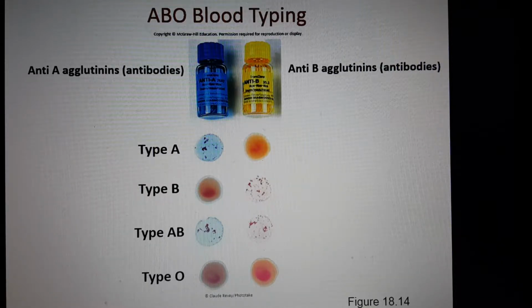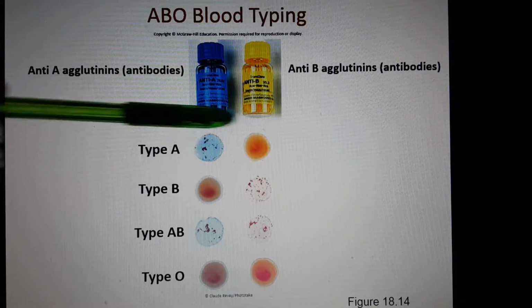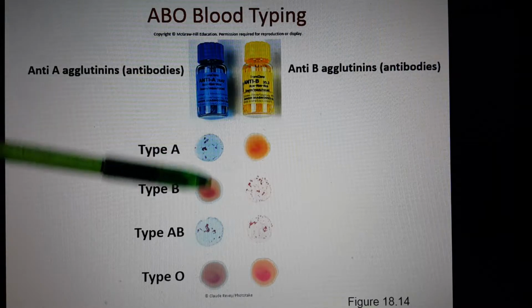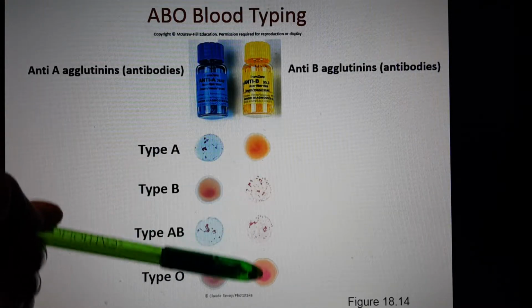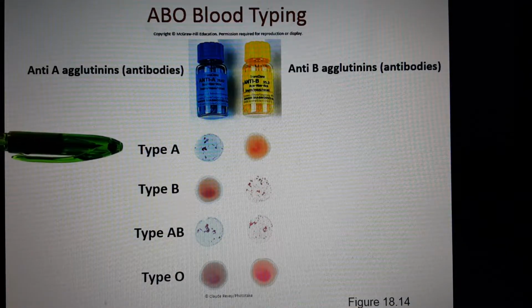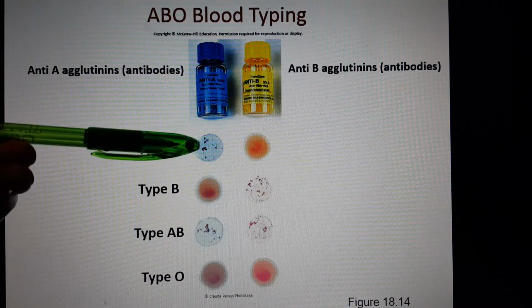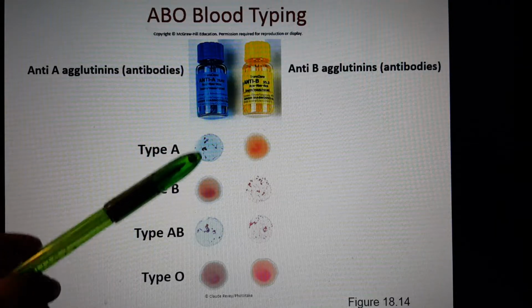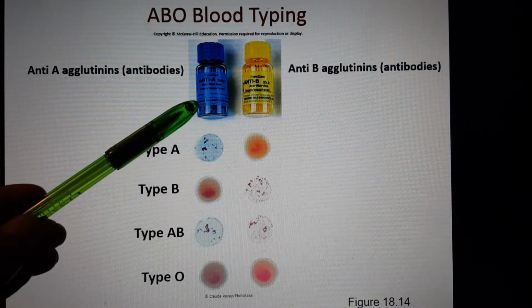In each of these little sections, you have a sample of blood. Each column was tested against either anti-A or anti-B antibody. So we can determine that this at the top is a type A blood sample because it reacted, or clumped up, when it was exposed to anti-A antibodies.